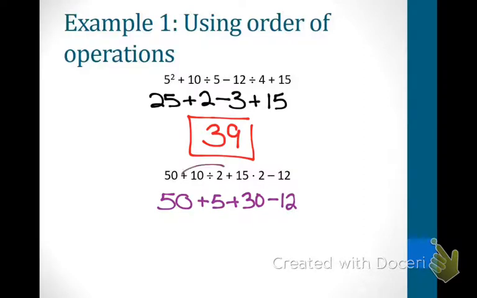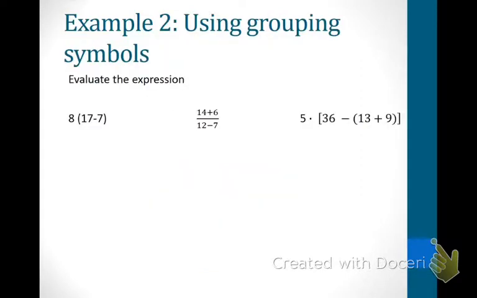All right, because we've got to take care of the division and the multiplication. Now that we've taken care of division and multiplication, now we're going to add and subtract left to right. 85 minus 12 gives me 73. Who got the right answer? Raise it. Yep, good. Okay. 73.